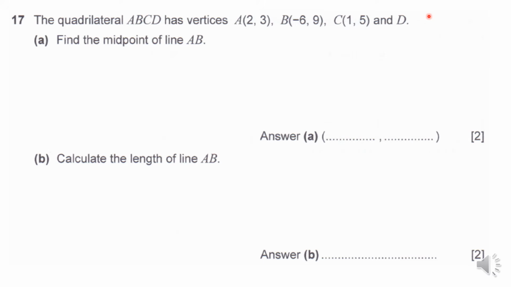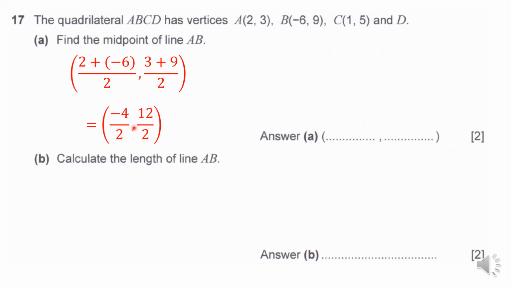Question 17 deals with coordinate geometry. So you have got a quadrilateral ABCD. It has got vertices A, B, C, but they don't give you the coordinates for point D. You're supposed to find, first of all, the midpoint of line AB. Now, it's very important and very straightforward. To find the midpoint, you average out the x coordinates and also the y coordinates. So you take 2 plus negative 6, its average, and then you take 3 plus 9, its average, and you realize that x should be negative 2 and y will be 6.